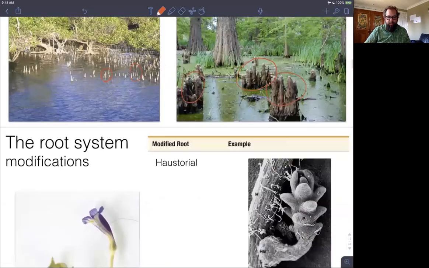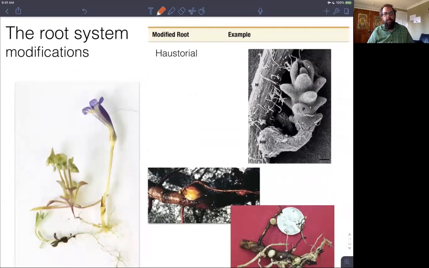Another important modification to the root system is something called a haustorium, and this is important for parasitic plants. So actually a whole part of my research program is studying the evolution of a group of parasitic plants called the Orobanchaceae, and there's a couple of examples of them here, but there are about 20 different groups of plants that have evolved parasitism, where they will actually make a connection, typically root-to-root connections or root-to-stem connections, with a host plant and steal water and nutrients and photosynthate from them.